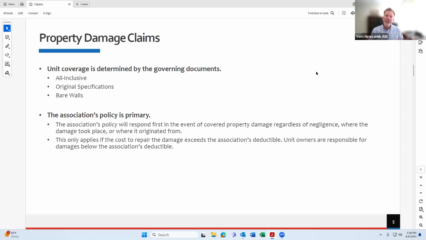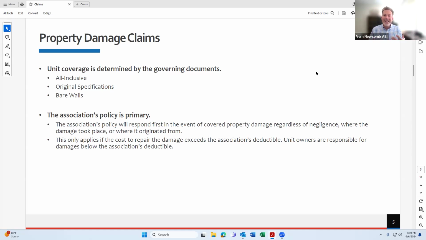Whenever you have two policies covering the same property, there has to be one that's primary, and the association's policy is always primary. It will pay first. It will be the first one to respond to any insurable property damage, regardless of negligence, regardless of where the claim originated from or what damage it caused. So if it started from inside of a wall and affected a unit and it's above the deductible, the association's policy would respond to it.